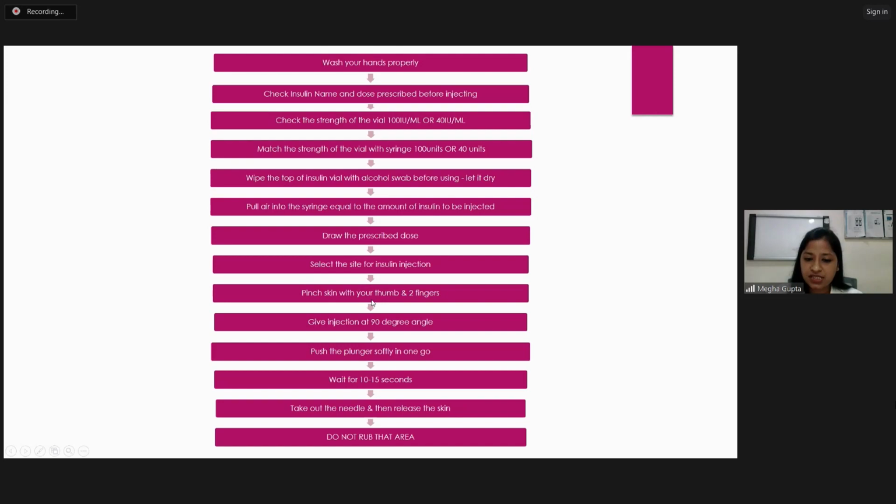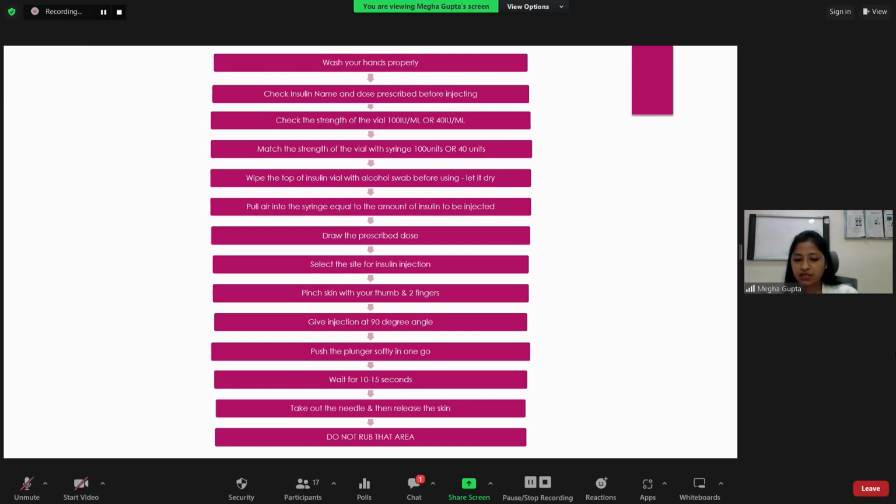They have to pinch the skin with the same rule, with 2 fingers and 1 thumb. If the patient is lean, they will not pinch the skin. Insulin injection needs to be taken at 90 degrees. They have to push the plunger in one go, softly. They have to wait for 10 to 15 seconds after the plunger is pushed completely. They have to first take out the needle and then release the skin. Do not rub it.